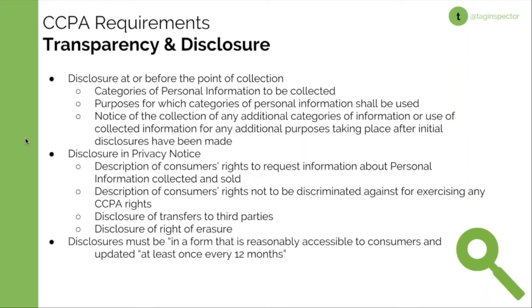In addition to disclosure at the point of collection, you also need to disclose consumers' rights, a description of the consumer's right not to be discriminated against, disclosure of transfers to third parties, as well as the right of erasure. All those things need to be additionally included within your privacy notice. The fourth piece here when it comes to transparency is that disclosures must be in a form that is reasonably accessible to consumers and updated at least once every 12 months. So you need to be proactive with this. You've got to know what personal information is being collected, by whom, and what third parties it is being shared with, which is key, as well as what the result is or how it's being used.